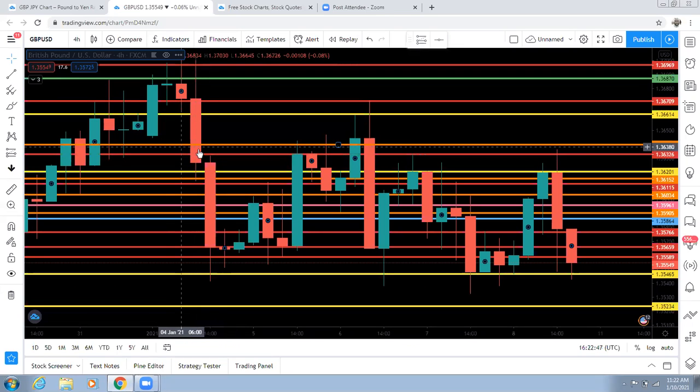It broke this level right here, this red line. It broke out. It retested the red line, right? It failed to get above the red line, and here's the drop.